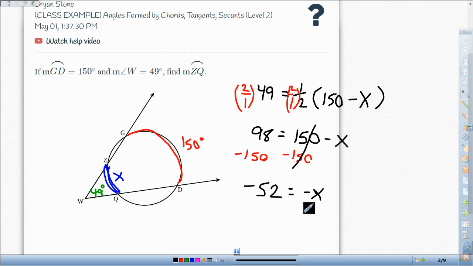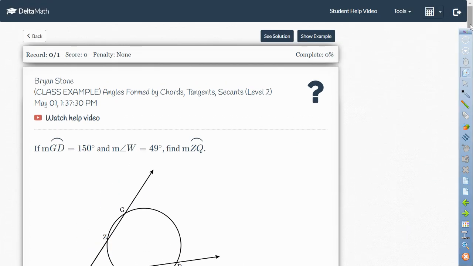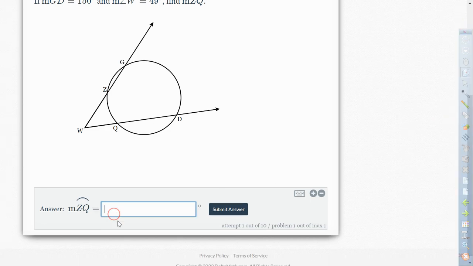If you guys remember, if we want to change the sign on one side of the equation, we can do that as long as we change the signs on the other side. I'm going to flip around. X equals 52. Okay, so again, go ahead, scroll down, and put that in as your answer right here.